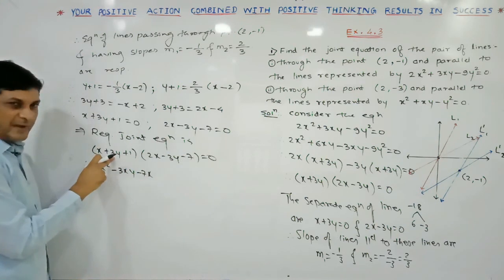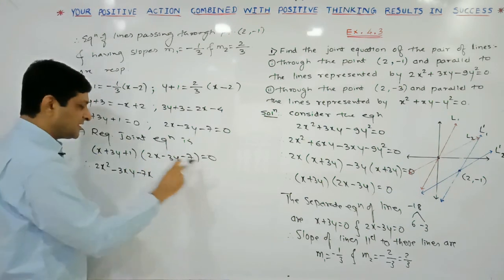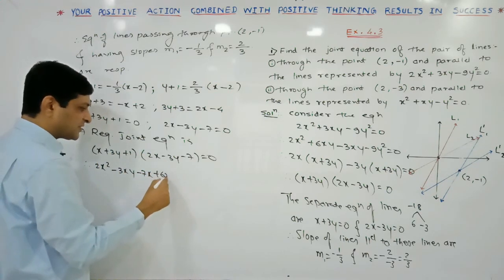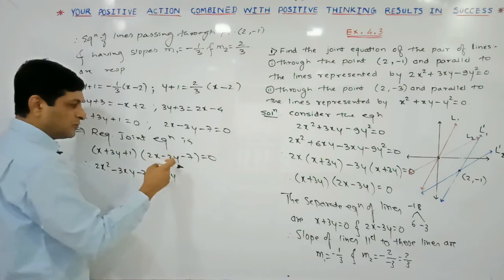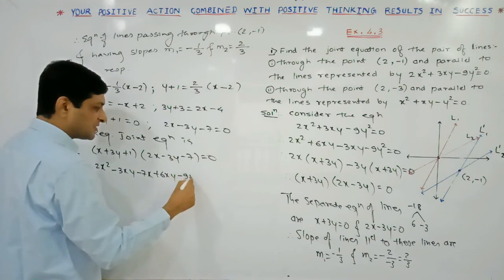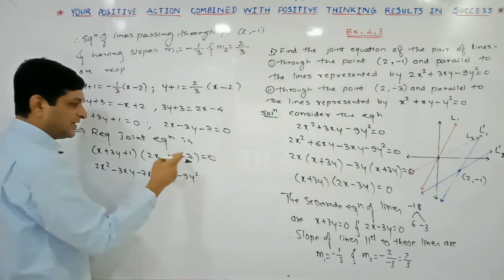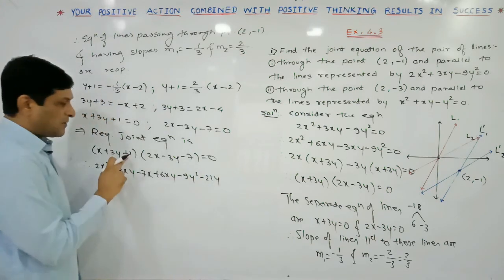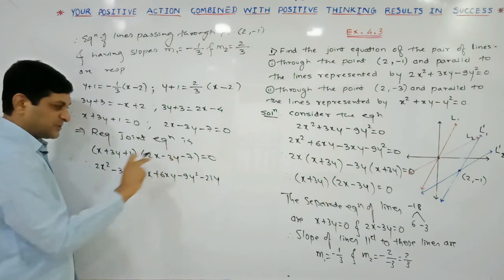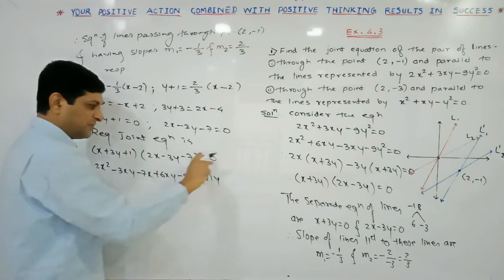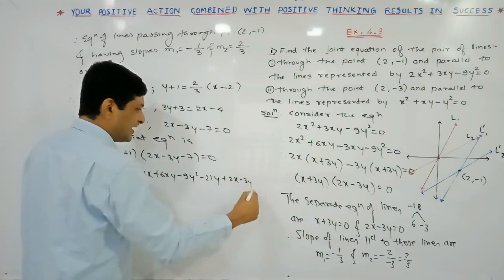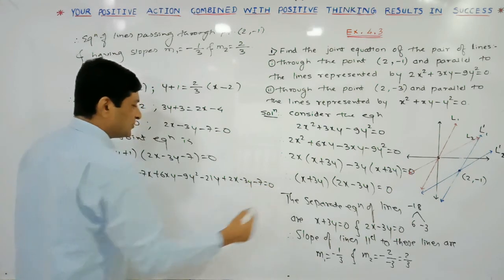Now I am multiplying 3y to all the terms in this bracket. 3y into 2x will be equal to 6xy, 3y into minus 3y will be minus 9y square, 3y into minus 7 will be minus 21y. Now I am multiplying 1 to all the terms in this bracket. If we multiply by 1, we will get the same expression, which means 2x minus 3y minus 7 is equal to 0.